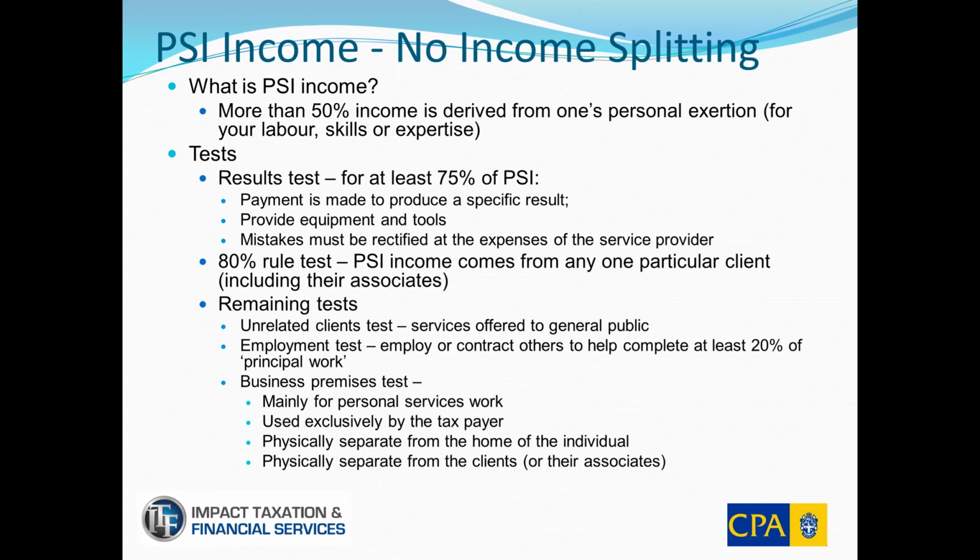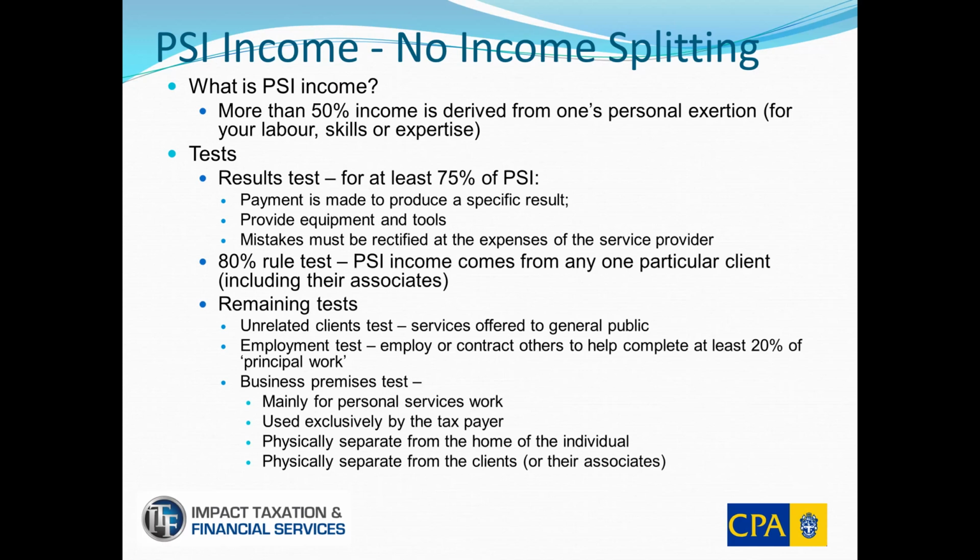It also needs to be separate from the clients or other associates. A typical example: if you can't pass the other tests, in reality you might just have one employer. Then you actually go to that person's office to work, and you claim that entity or that company is a client. And then you go to their office to work. That means you can't pass this test. So that's personal services income.